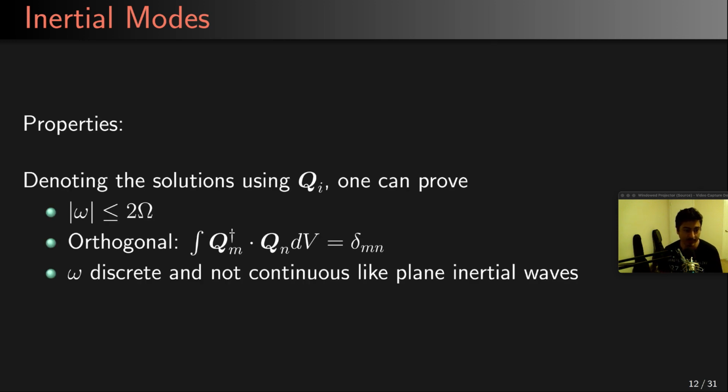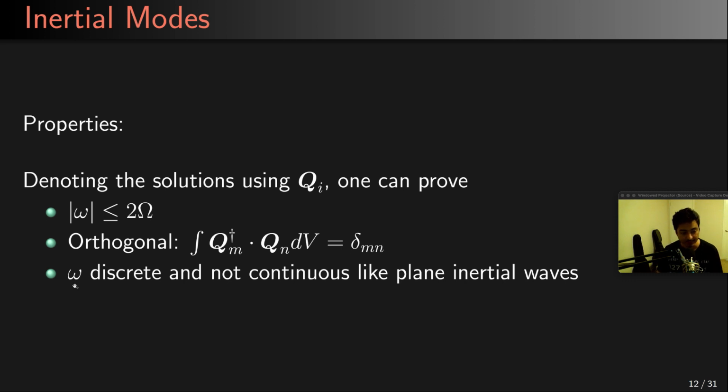These modes have special properties. So these modes are always orthogonal to each other. So you can take two modes and integrate over volume, you get a delta function. Their frequencies are also bounded by twice the rotation rate of the container.